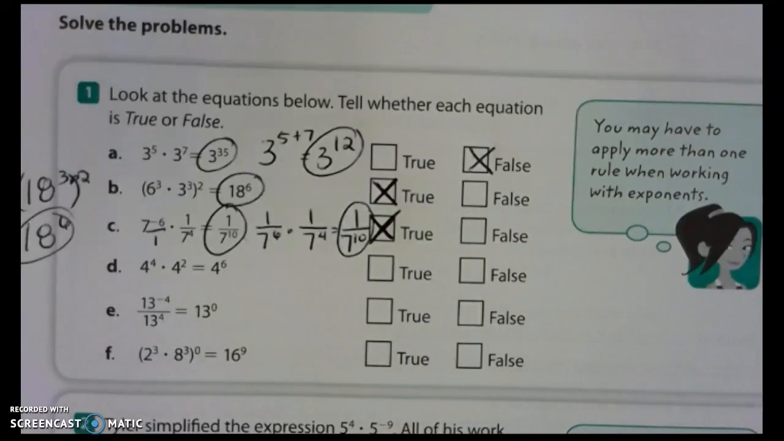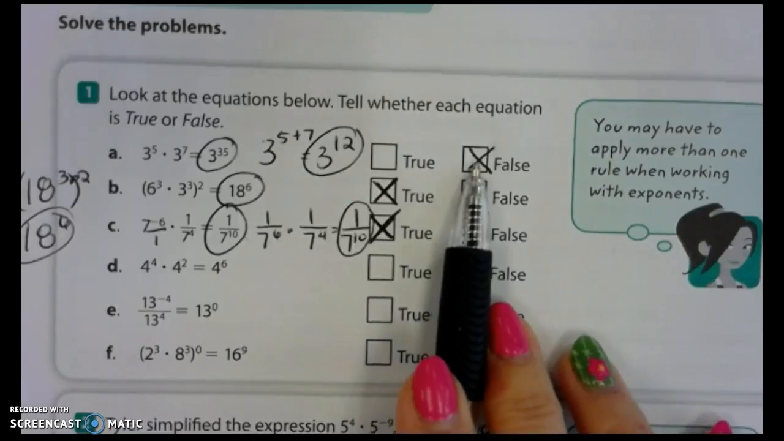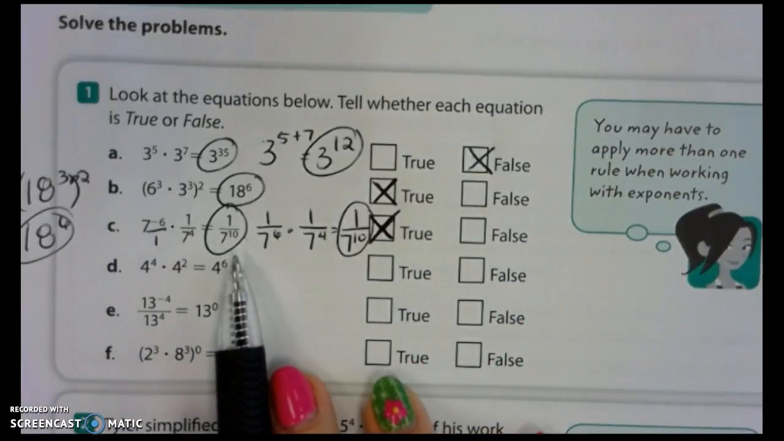All right, in the practice book on page 9 and 10, forgot to start recording, so we are up to part D. A was false, B was true, C was true, and the work is shown here.